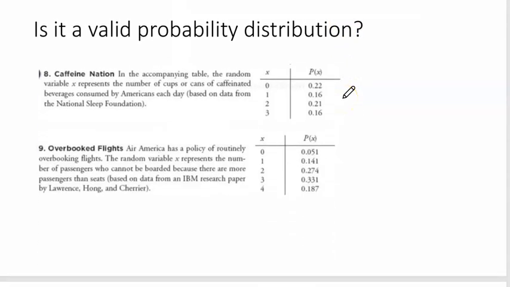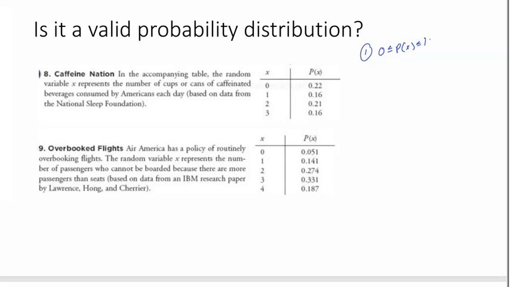So let's look at a few examples. This is where you may want to pause the video, read the example, and then come back and check your answer. First thing we're asking is, is this a valid probability distribution? There are two things we have to check. First, do all the probabilities live between 0 and 1? In this case, our probabilities are all numbers between 0 and 1. So the first requirement is good.